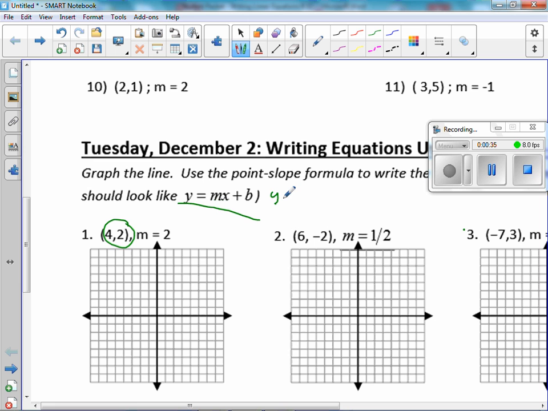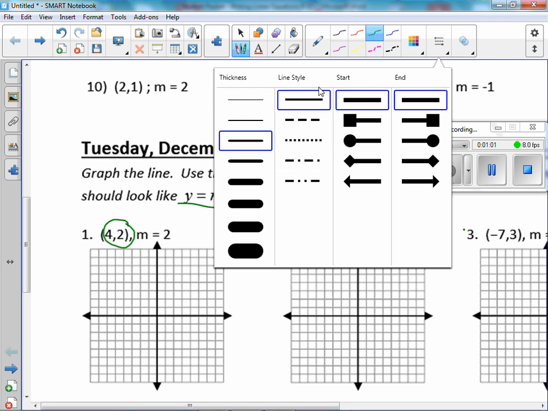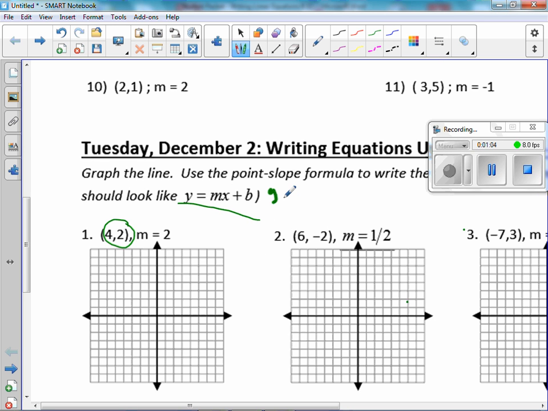So y minus 4 is equal to m, which is the 2, times, oops, that's y, it's not 4. I messed that up. So tell me, what is y? It's not 4. Let me start that over, but I'm not going to start my recorder. So the y is 2. Y minus 2 equals m, which is the slope, times x minus 4. Now we got it.